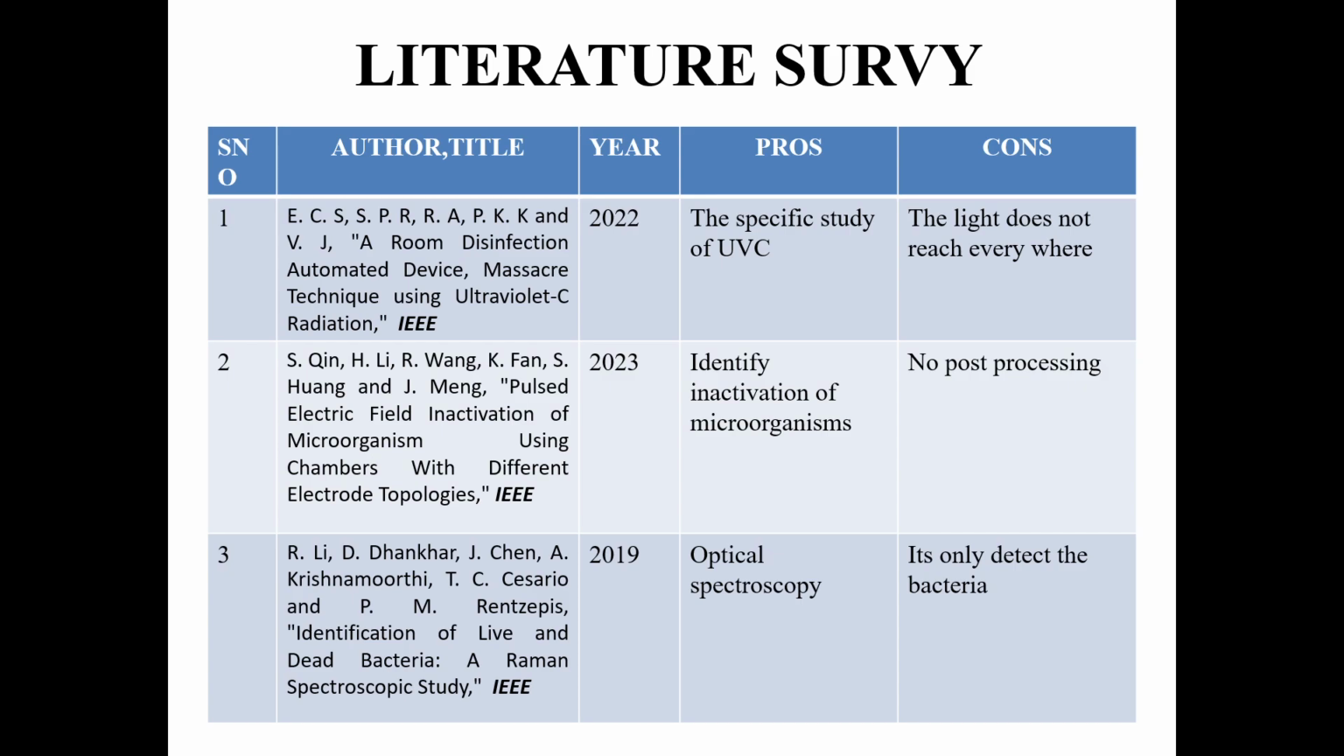According to the first author, the pro of his paper is that it specifies a study of UVC, which I have implemented in my project, and its con is that light does not reach everywhere. The second pro is identifying inactivation of microorganisms, and its con is no post-processing. The third is optical spectroscopy, and its con is that it only detects the bacteria.